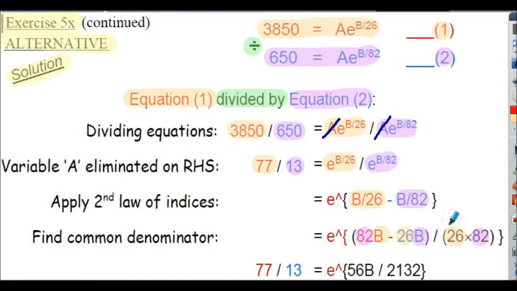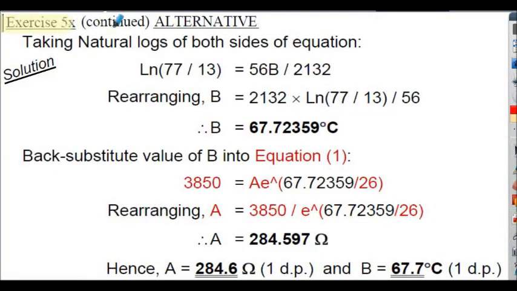For your reference, we've reviewed the arithmetic operations for fractions in a previous presentation. On the right hand side that now simplifies to e to the power of 56b divided by 2132. So 82 minus 26 is 56, and 26 times 82 is 2132. Exercise 5x, alternative solution, continued.